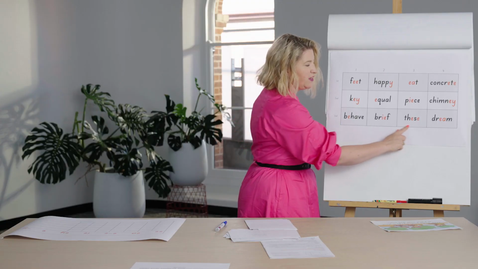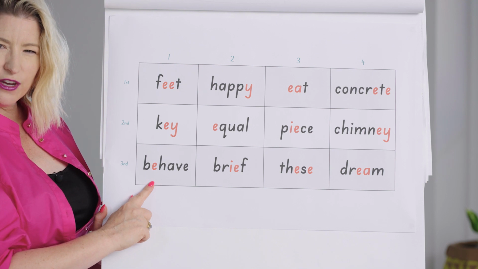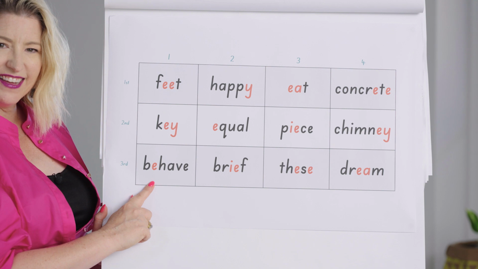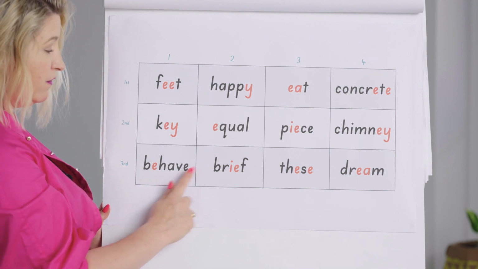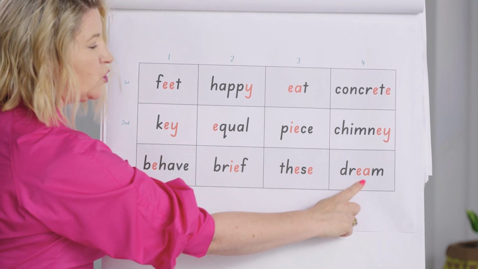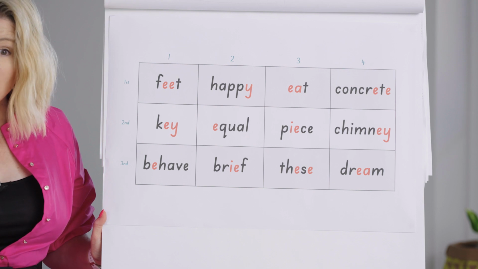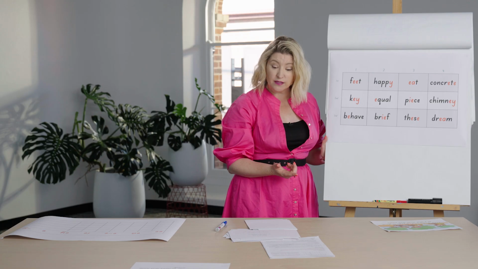Have a scan over the next row. Have a bit of a read before I read them with you. See if you can work them out. See if you need to sound them out. Are you ready? Let's do it together. Behave, brief, these, dream. So many different E words in there, all the different spellings.